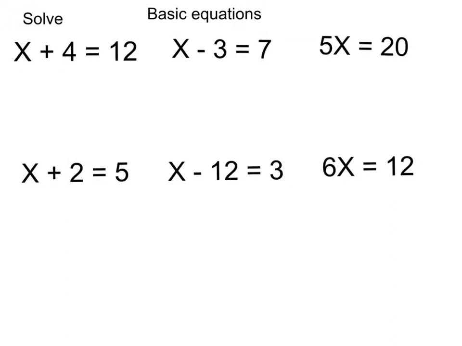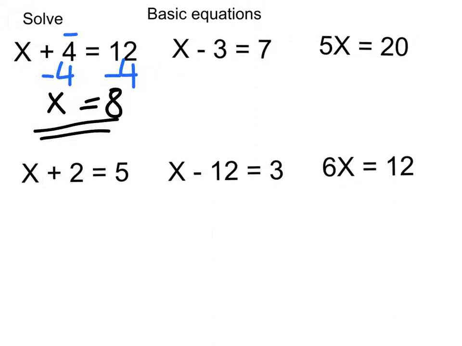So for this first question, I want to move the plus 4. So it's a plus 4, so I'm going to do the opposite, take away 4, and I'm going to do that to both sides. So 4 minus 4, they cancel, so I'm just left with the x on the left-hand side, and 12 minus 4 is 8. So my first answer is x equals 8.